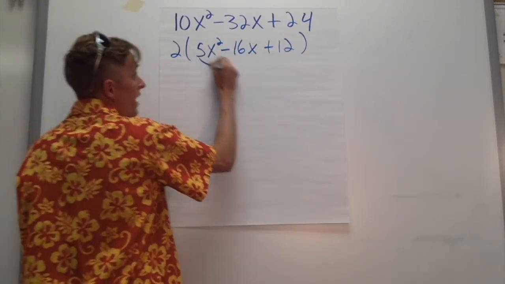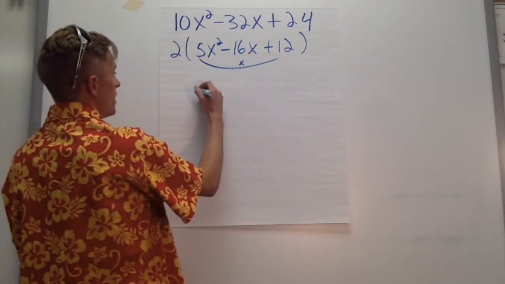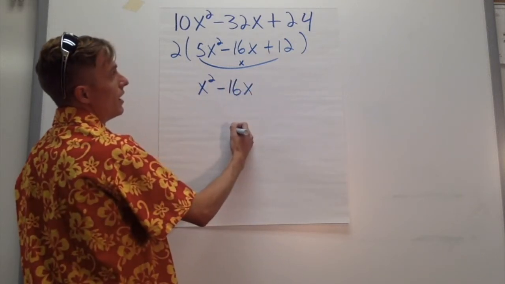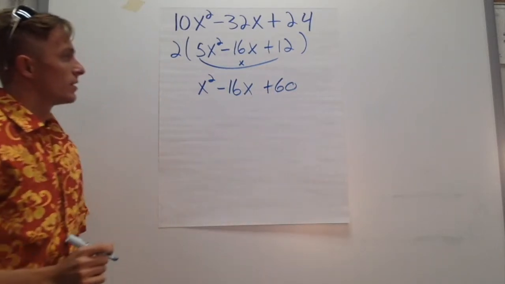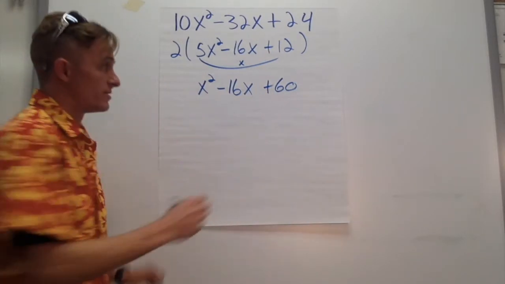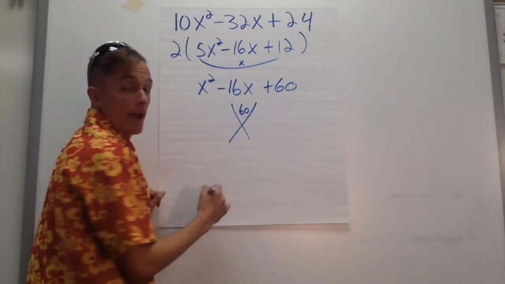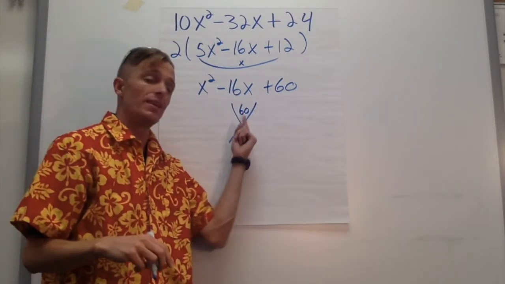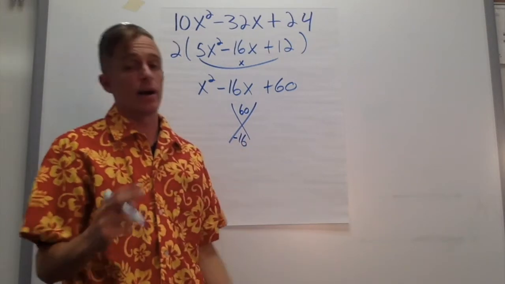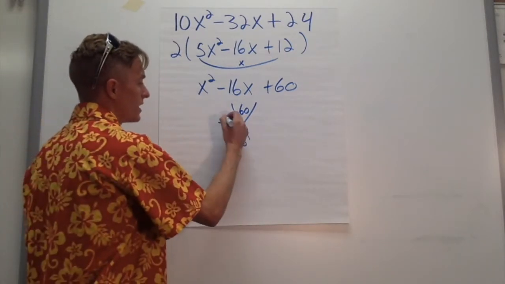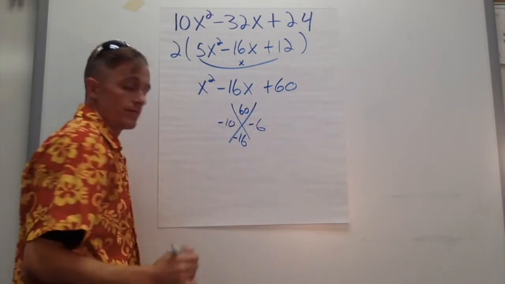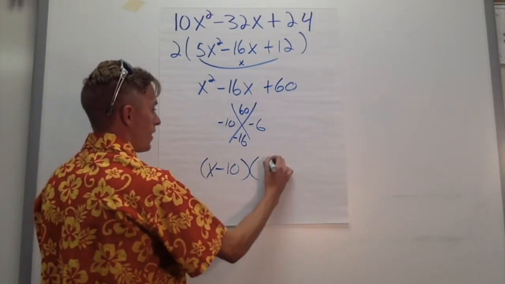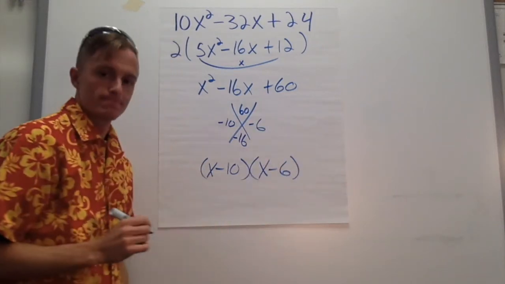Okay, bottoms up. 5 times 12 gives us x squared minus 16x plus 60. Okay, so we're looking for two numbers that multiply to positive 60 and add to negative 16. Sorry, I said that wrong. Two numbers that multiply to 60 and add to negative 16. Well, let's think about it. What are those two numbers? Well, those two numbers are negative 10 and negative 6. Okay, set up your factors. x minus 10, x minus 6.